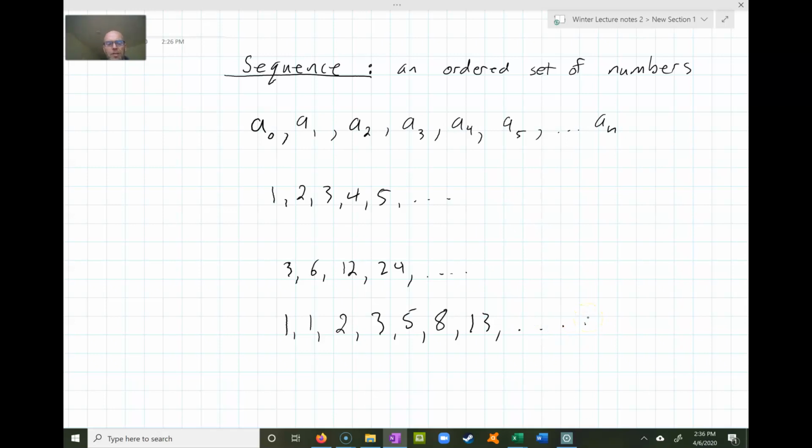The way it works is you start out with 1 and 1. The first term is 1 and the second term is 1. Then the third term and all the terms after that are the sum of the two terms before it. So notice that 1 plus 1 is 2, 1 plus 2 is 3, 2 plus 3 is 5, 3 plus 5 is 8, etc. That's called the Fibonacci sequence. That's kind of fun. So that's the idea of sequences.